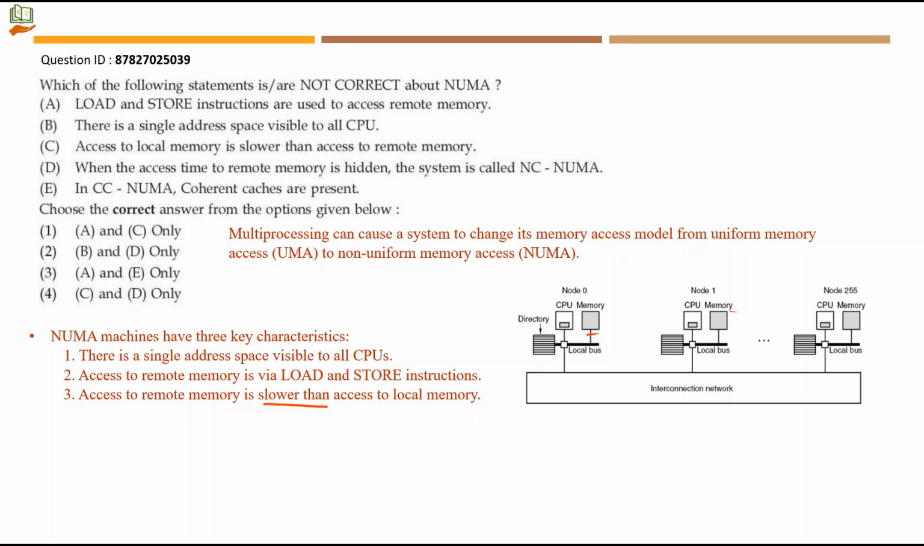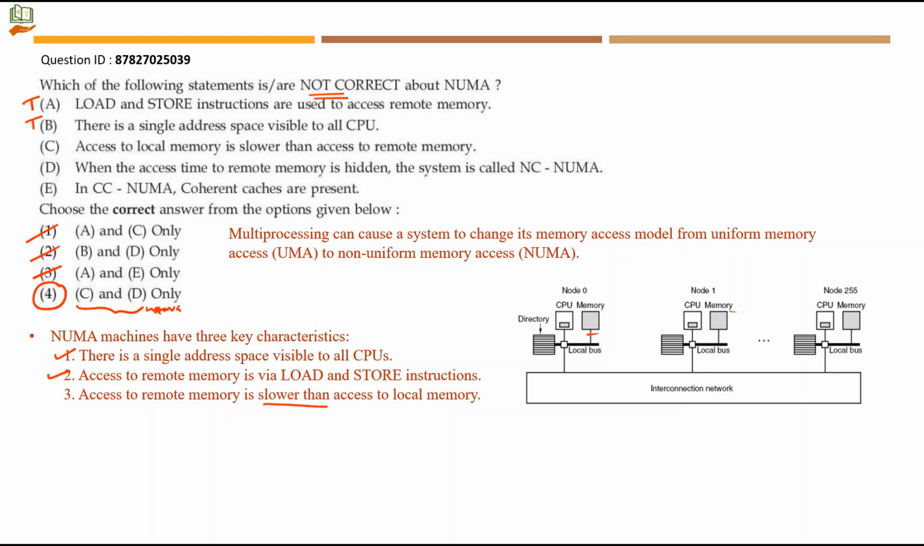When I want to access a memory that is not local to my machine, it will definitely be slower than accessing the memory of my machine. So from this, load and store instructions are used to access remote memory. From point 2, we can say A is true. So they are asking about not correct. Coming to B. There is a single address space visible to all CPU. This is also right. So A and B are true. Any option that includes A and B will be ruled out. So three options are ruled out. From this we can mark option 4 will be the right answer, which means both are wrong statements.